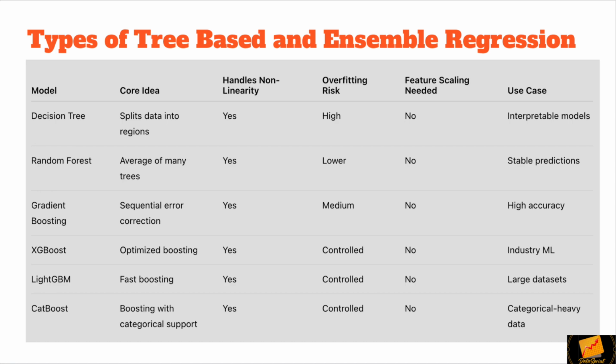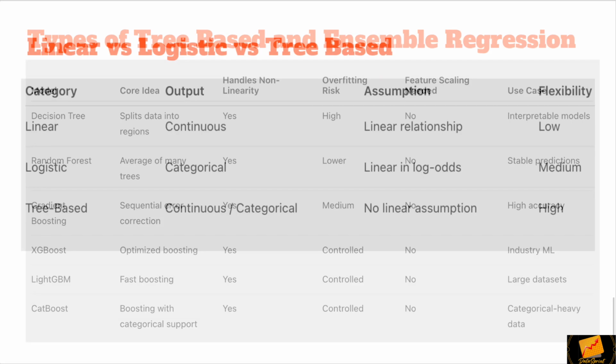Gradient boosting builds trees sequentially, where each new tree focuses on correcting the errors made by the previous ones. XGBoost, which stands for extreme gradient boosting, is an optimized and highly efficient version of gradient boosting. LightGBM, or light gradient boosting machine, is designed for faster training and better performance on large datasets. CatBoost, or categorical boosting, is specifically designed to handle categorical features effectively.